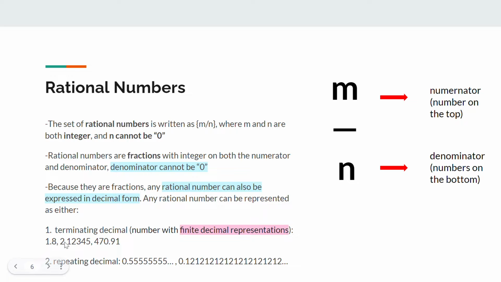And also we've got the second one, the repeating decimal. For example, 0.55555, where the 5 is repeating, and also 0.1212121212, where the 12 is repeating over and over again. It never stops, which is different from the finite decimal representation, where it stops at 1, 5, and 8.